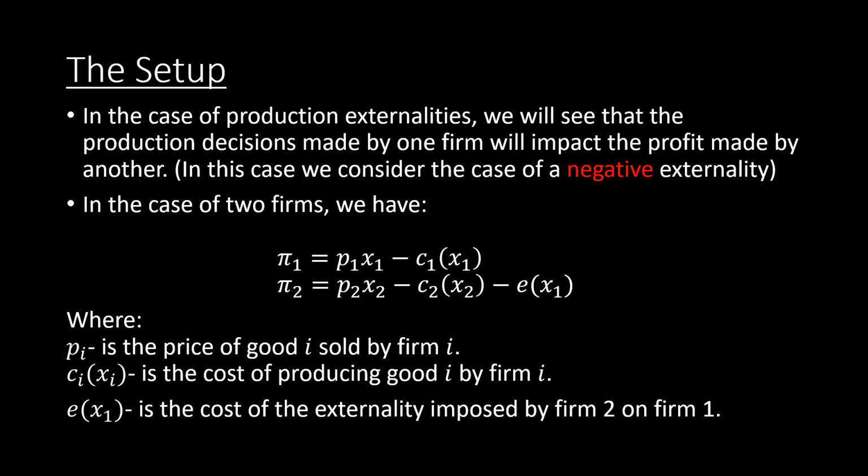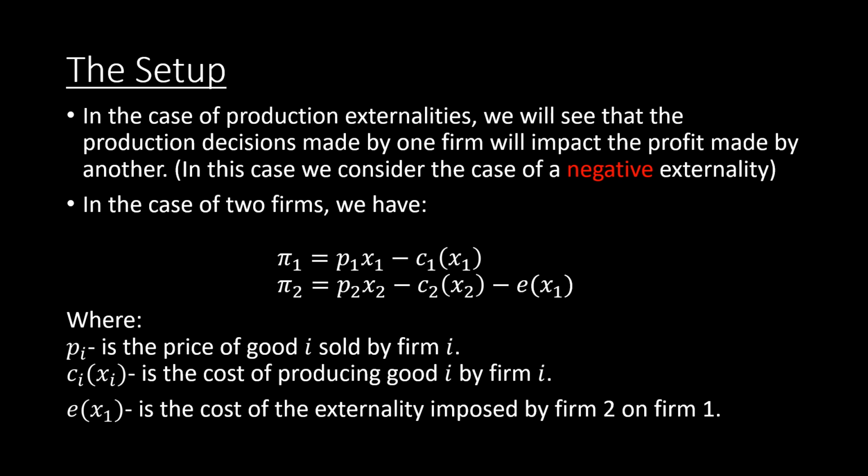So the setup is going to be as follows. In the case of production externalities, we will see that production decisions made by one firm will negatively impact the profit made by another. In this case, and throughout the rest of this video, we're going to consider the case of a negative externality. So in this case, we're going to have two firms. We're going to have firm 1 and firm 2.